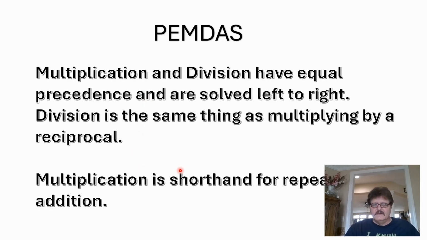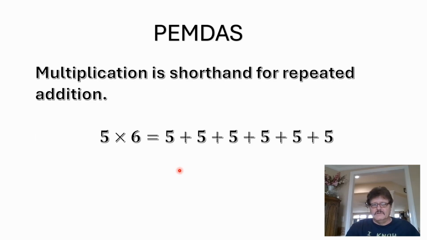Multiplication is shorthand for repeated addition. Keep that in mind as well. When I say that, is it easier for me to write 5 times 6, or is it easier for me to add 5 six times? I'd have to write 5 plus 5 plus 5 plus 5 plus 5 plus 5. I can write that much easier by saying 5 times 6. So just keep in mind, that's really why you are looking for parentheses first, you're looking for exponents next, because your exponents are shorthand for repeated multiplication, and your multiplication is shorthand for repeated addition.